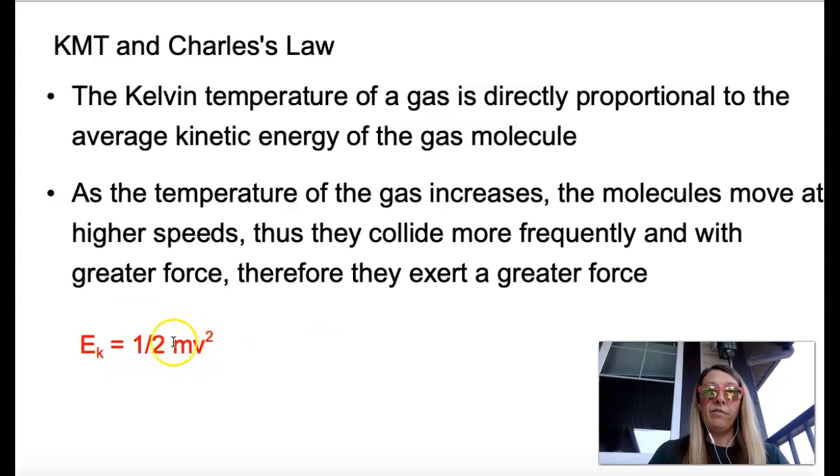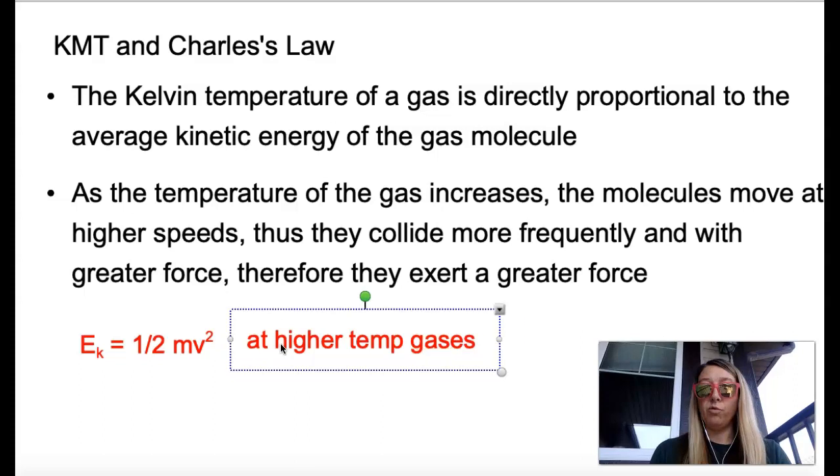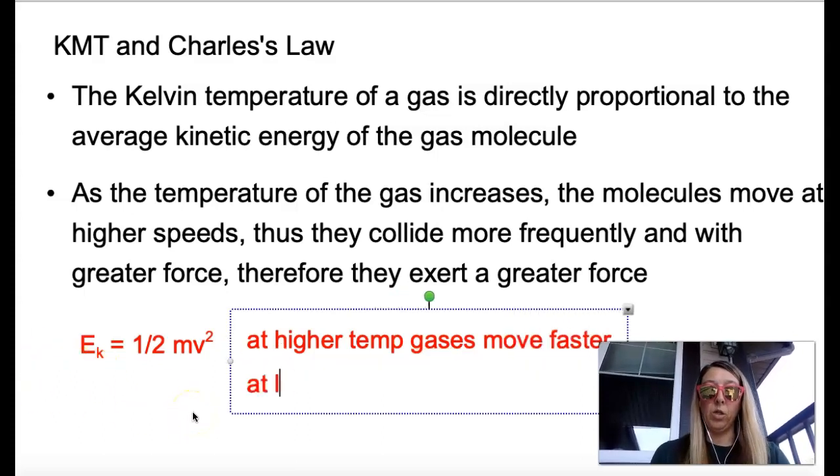So the mass of our molecules isn't changing, but the velocity can. So the more kinetic energy my molecules have, the more velocity they have. The less kinetic energy they have, the less velocity they have. So what that basically means is that at higher temperatures, gases move faster. Okay, they have a higher velocity. And at lower temperatures, gases move slower.